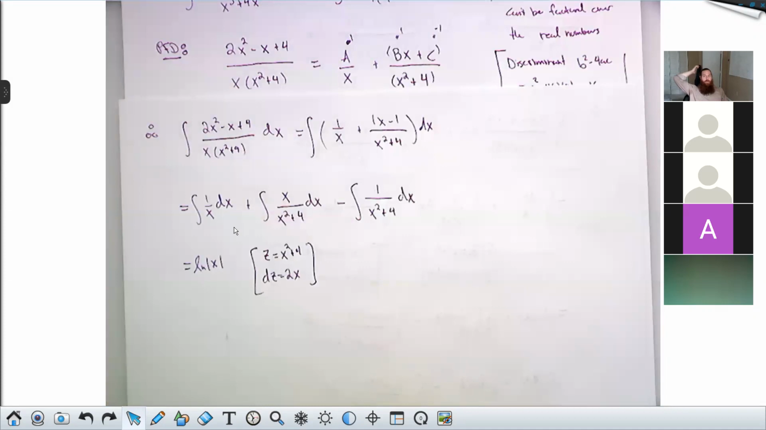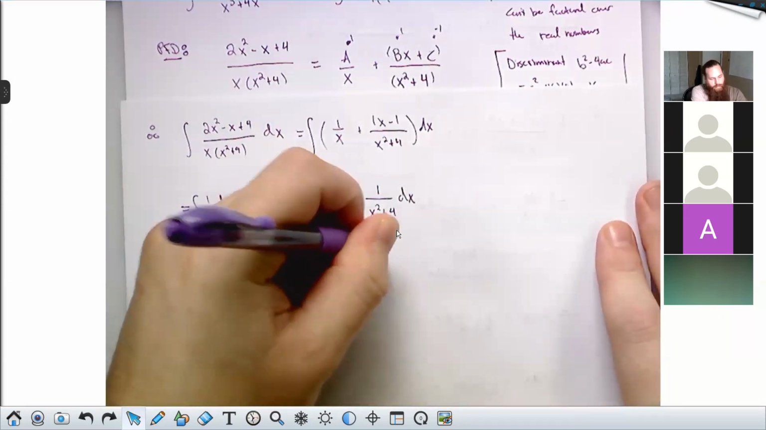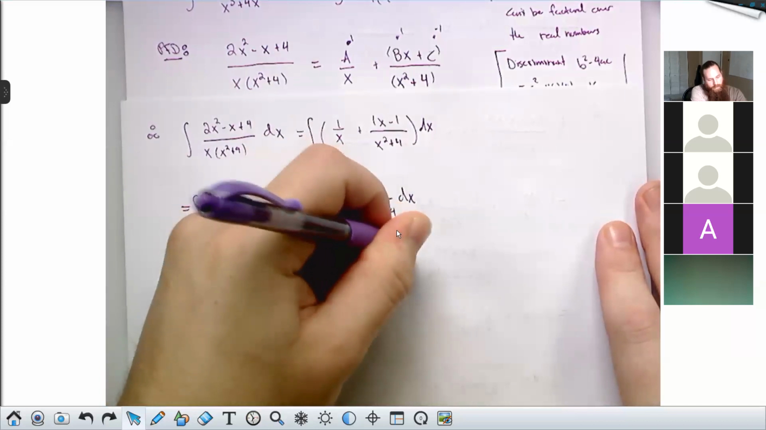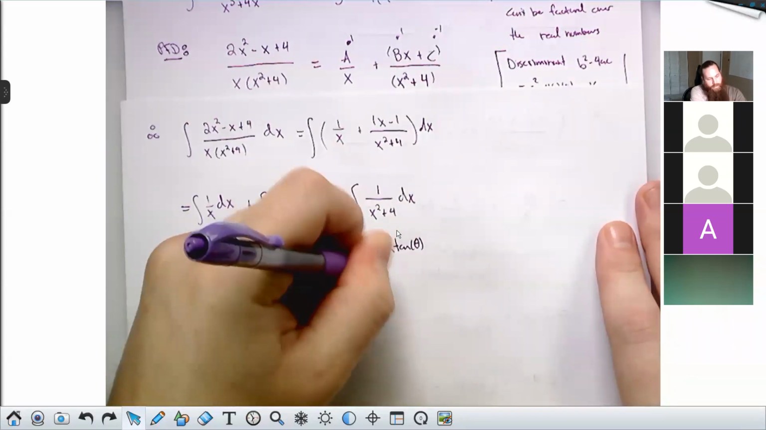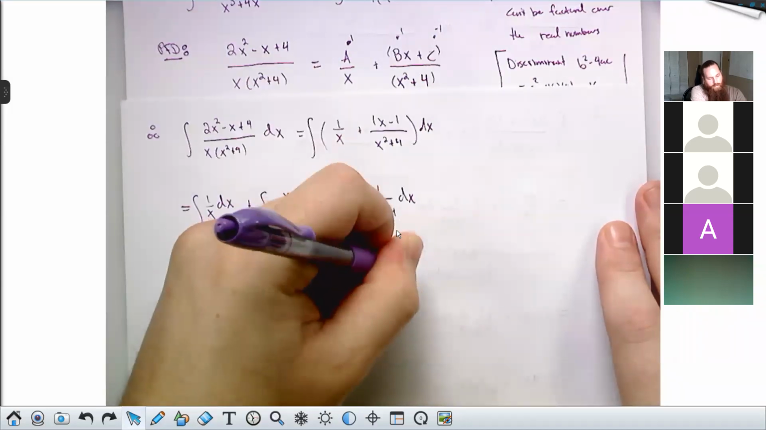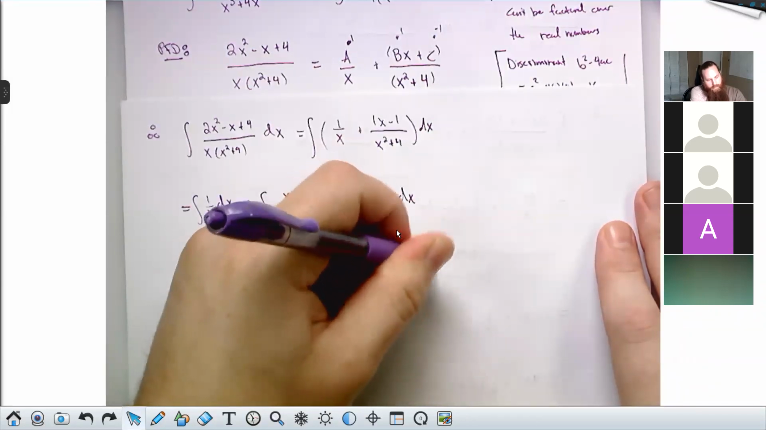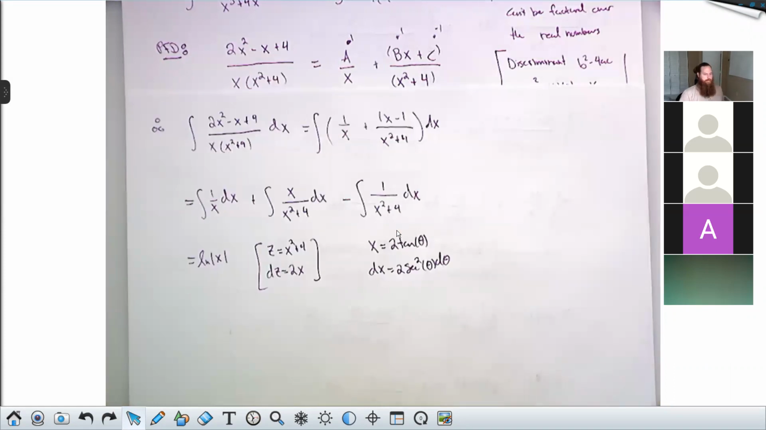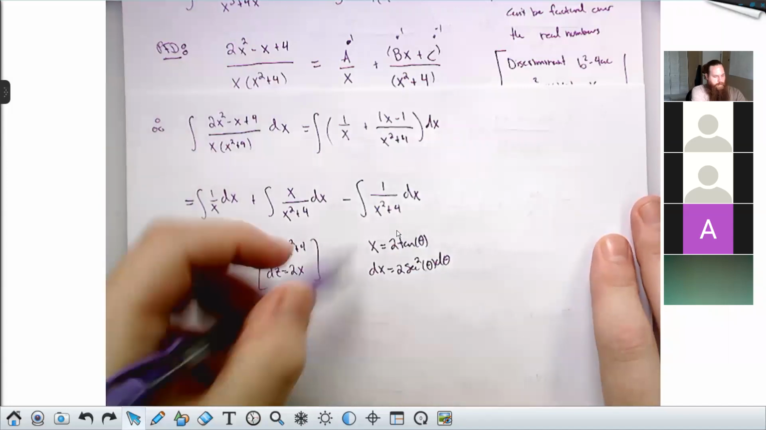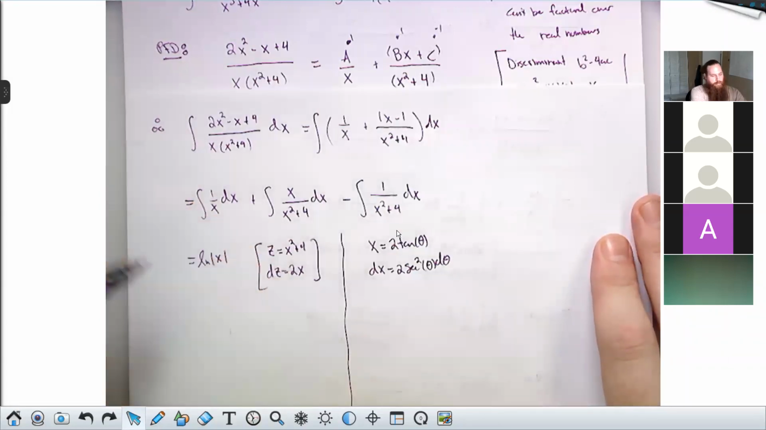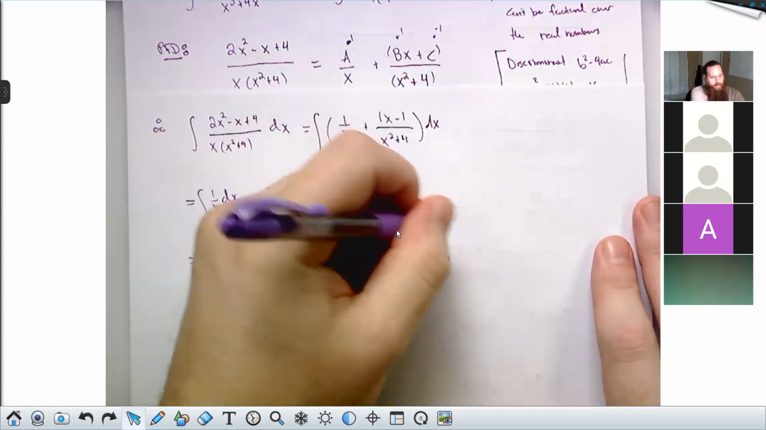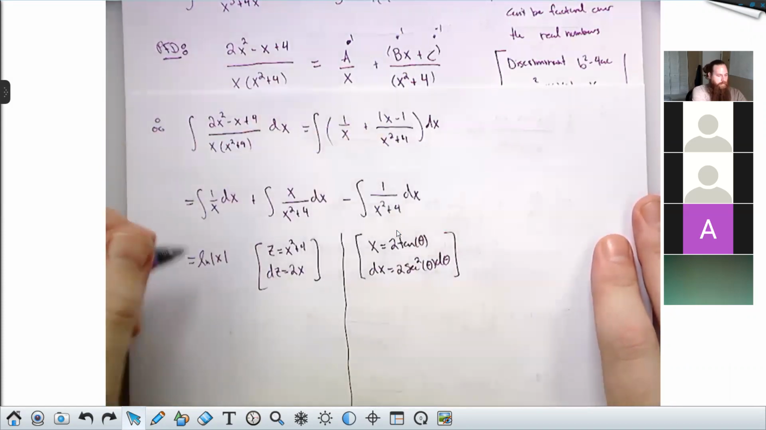Trig sub? Good, very good. This is a tangent substitution. The x squared plus 4 tells me to substitute x equals 2 tan theta. And dx then is 2 secant squared theta d theta. So I'm going to take the middle integral and the far right integral and handle them separately. I don't want to have to keep writing every little thing.